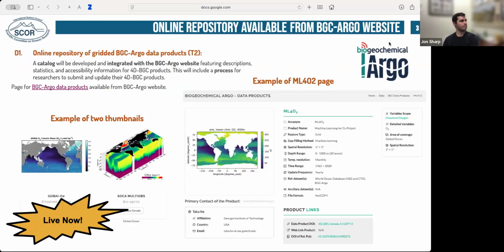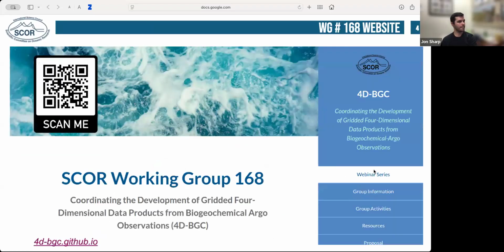So one thing I wanted to call out in this introduction is one of our group's contributions so far, which is this online repository of biogeochemical data products that's available on the BGC Argo website. So this page gives a number of different data products, as well as when you click into any of them, a lot of different information about them, their time resolution, spatial resolution, and where they can be found. So it's a great resource if you're looking for observation-based mapped biogeochemical data products.